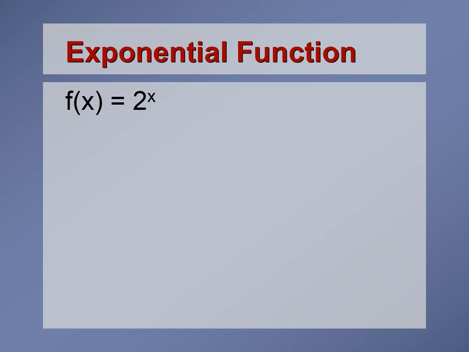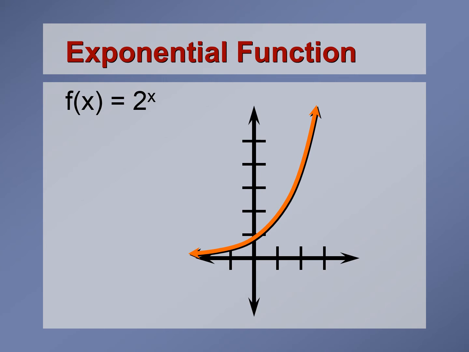So an example of an exponential function would be 2 to the x power. And if we were to graph this, exponential functions always cross the y-axis at 0, 1, because if you were to plug in 0 for x, anything to the 0 power is 1. So that means all exponential functions cross through 0, 1.